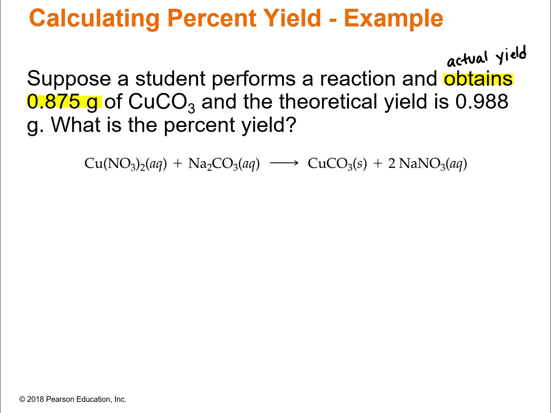So you might see obtains, produces or produced, gives, yields, anything like that, where you're saying that someone did an experiment and this is what they got. That's the actual yield. And it's spelled out pretty clear that the theoretical yield is 0.988 grams. We have to calculate the percent yield.